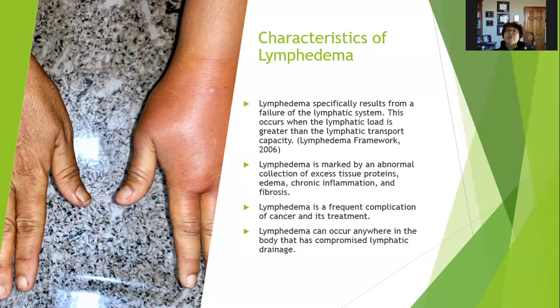Edema is noticeable by an abnormal collection of excess tissue proteins, visible edema, chronic inflammation, and fibrosis, which is the thickening of the skin and connective tissues. Lymphedema is frequently a complication of cancer and cancer treatment, because if lymph nodes are involved in cancer and they remove lymph nodes or dissect lymph nodes, that can cause the blockage in the fluid system and cause lymphedema in a particular limb. Lymphedema can occur anywhere in the body that has compromised lymphatic drainage. So we have lymphatic drainage everywhere, just like we have microcirculation everywhere.